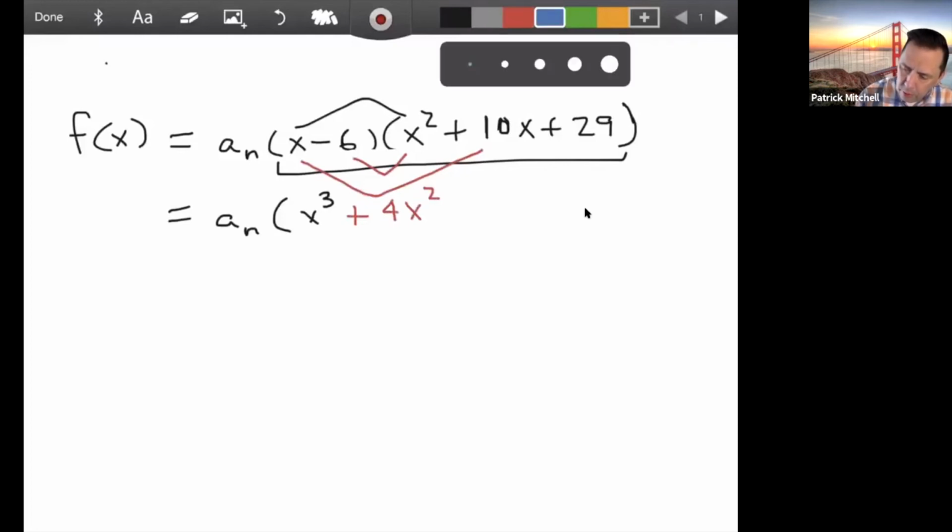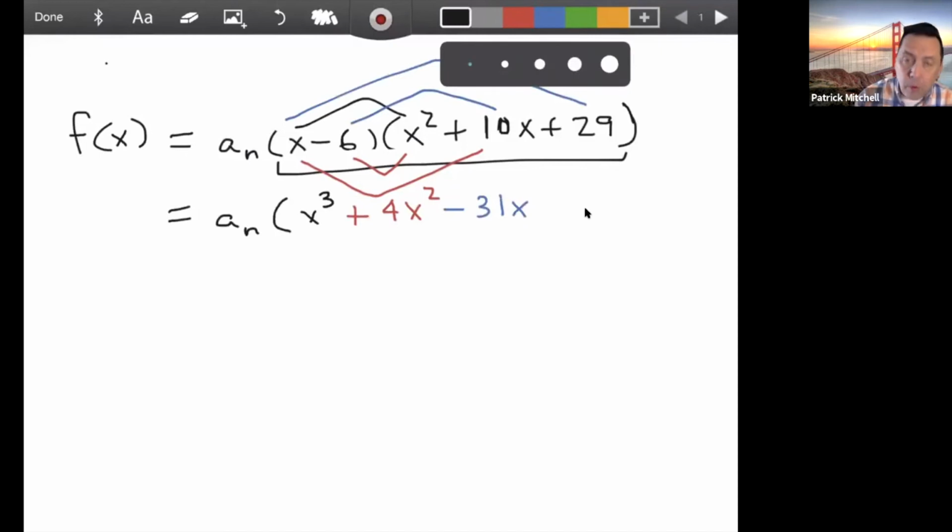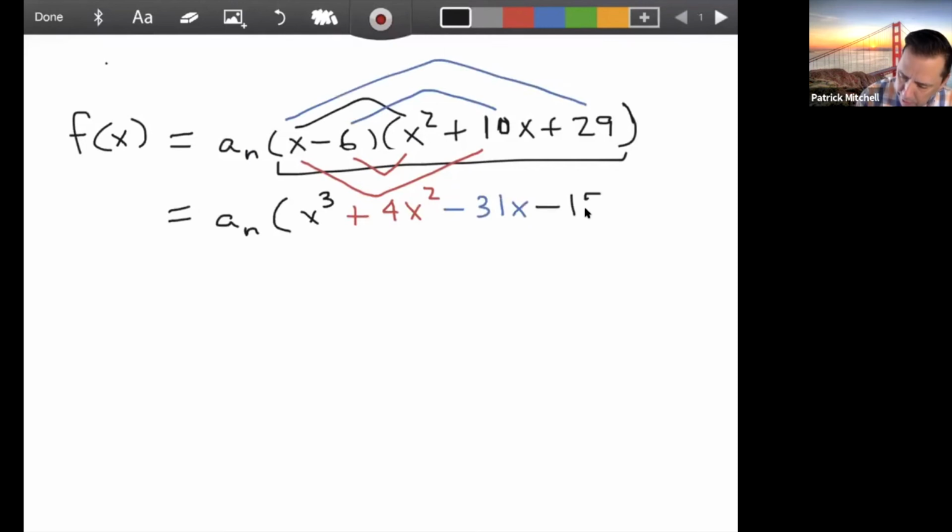There are also two sets of terms that are going to give me an x term. And those are, let's see, negative 6 times 10x and x times 29. Negative 60x plus 29x is negative 31x. And then the only constant term is going to come from negative 6 times 29, which is negative 174. All right, we're almost done.